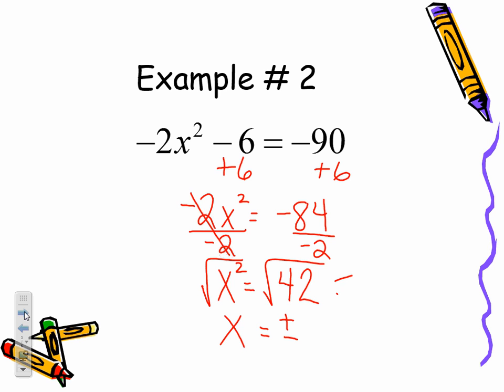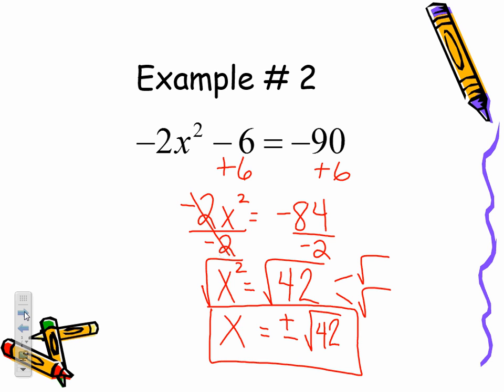Now, you might want to think, what number, one of them has to be a perfect square, divides out of 42. You go through your list, and guess what? You might not find any. And when that happens, we just leave it as the square root of 42. So my answer is x equals positive square root of 42 or negative square root of 42. So plus or minus square root of 42.